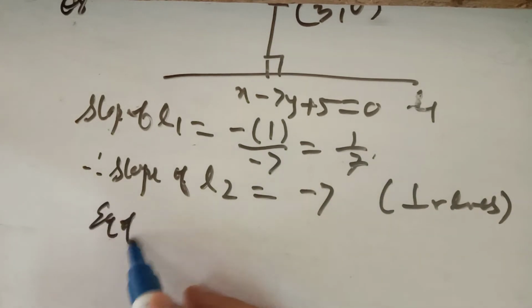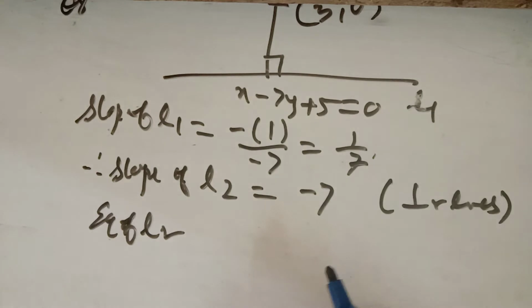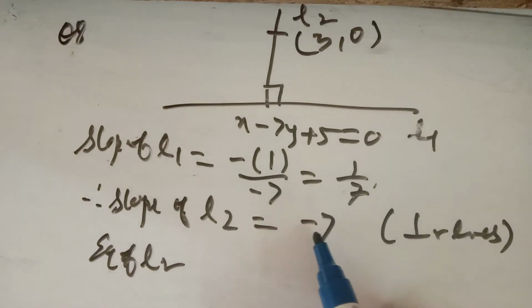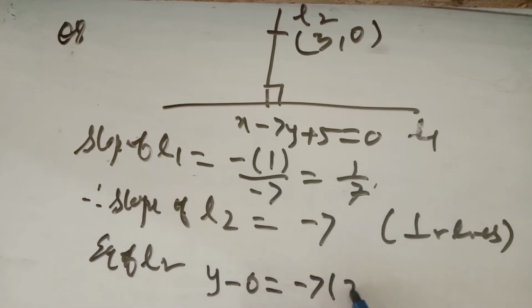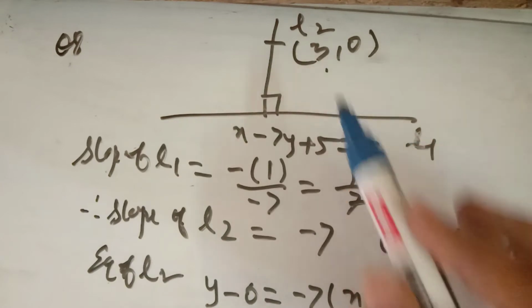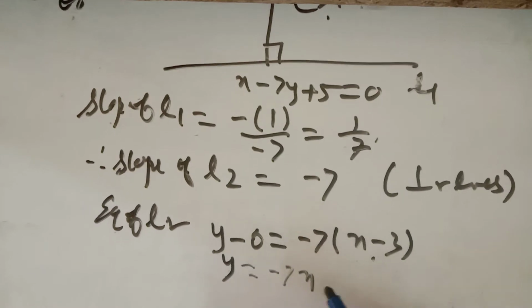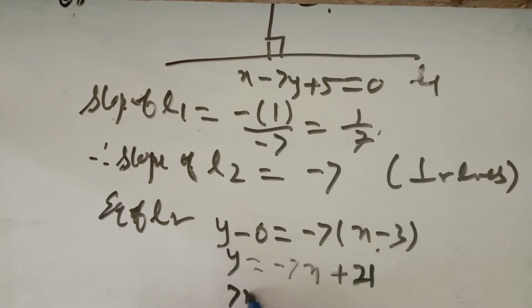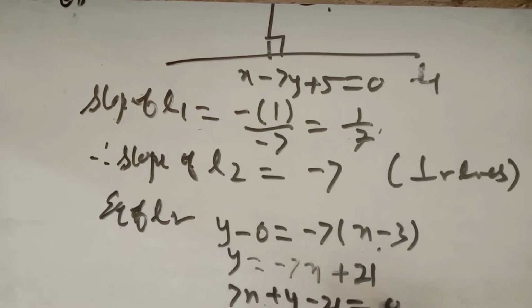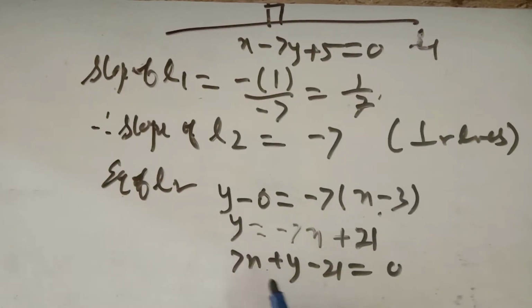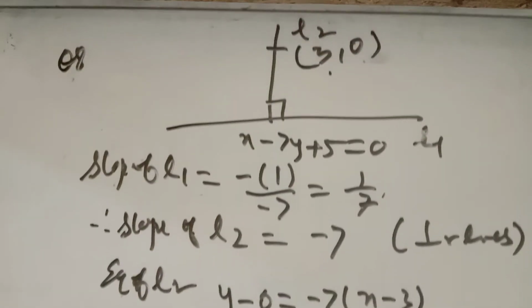Now you can find the equation of the line L2 which is perpendicular to this line and having the slope minus 7. So it will be y minus y1 is equal to m into x minus x1, because its x-intercept is 3 and y-intercept will be equal to 0. So y is equal to minus 7x plus 21. So 7x plus y minus 21 equal to 0. You try to write the equation of the line in the standard form, which is ax plus by plus c is equal to 0. Here a is 7, b is 1 and c is minus 21. So this is the question number 8.